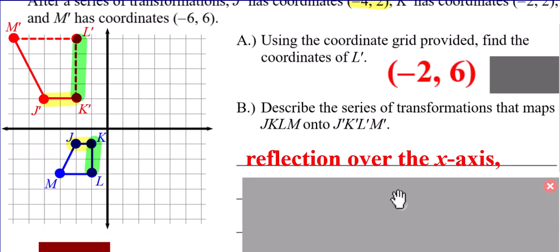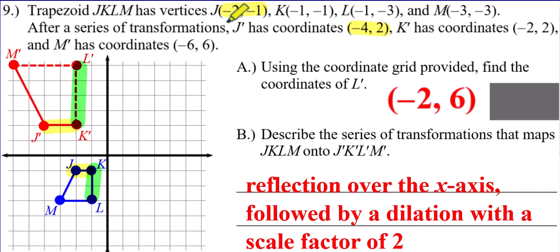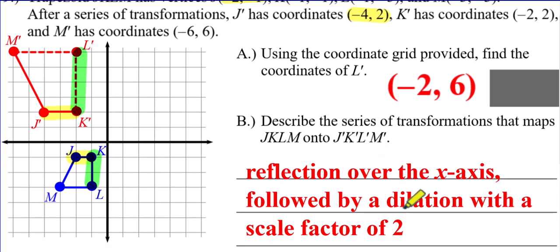And honestly, the order shouldn't matter. If you double the coordinates and then reflect it, it's still going to end up being at the same place. So if you have this order flip-flopped, it should not matter. All right, that is it.